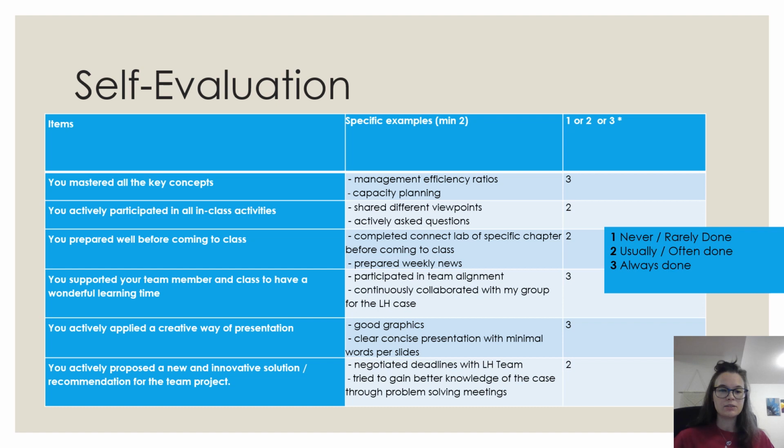And then, I actively proposed a new and innovative solution recommendation for the team project. I negotiated deadlines with the LH team and the leadership team there, and I also tried to gain better knowledge of the case through problem-solving meetings. That was team alignment, or texting someone else from an LH group to find out what I need to do for a certain project, but I wasn't that innovative when doing it, so I gave myself a 2 for that.